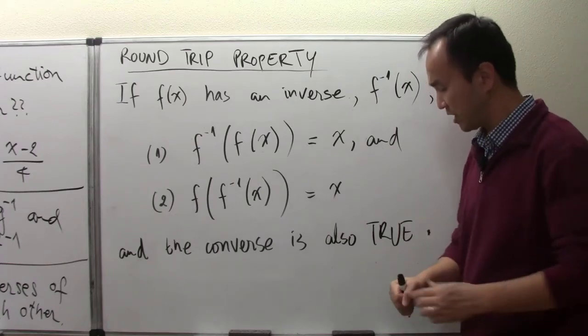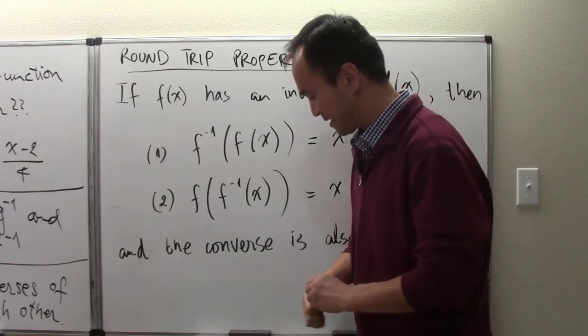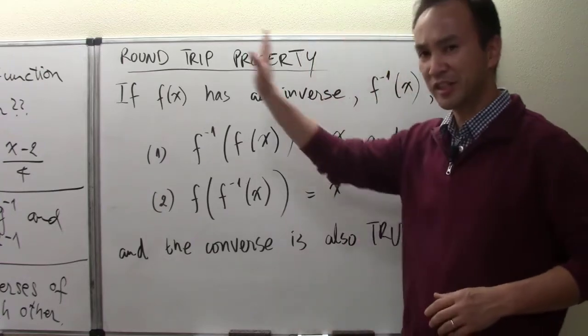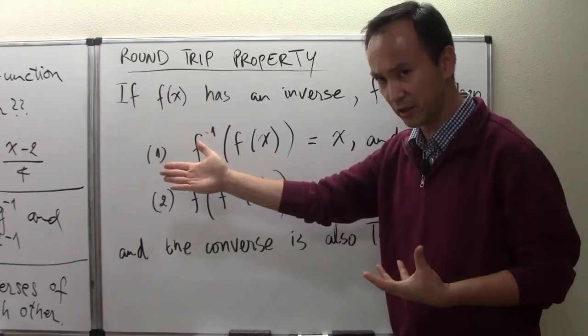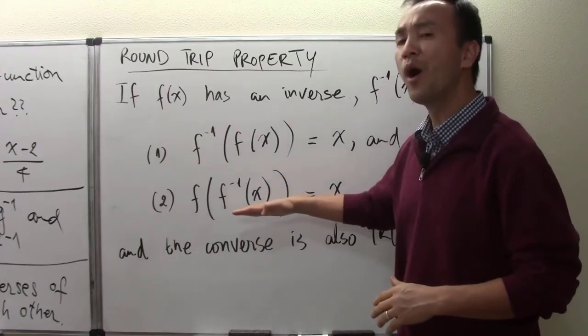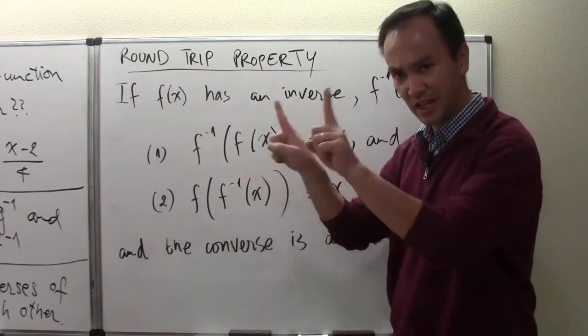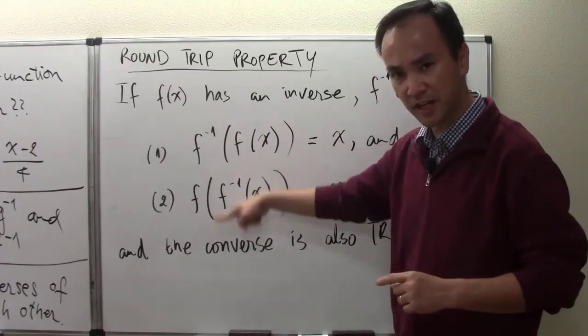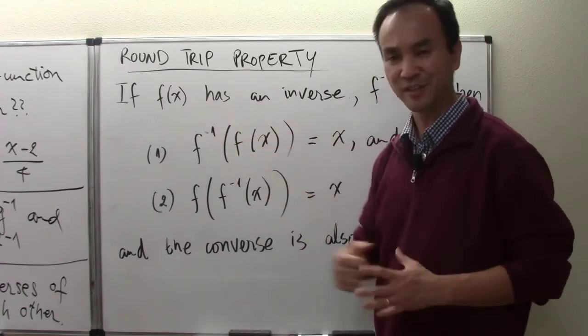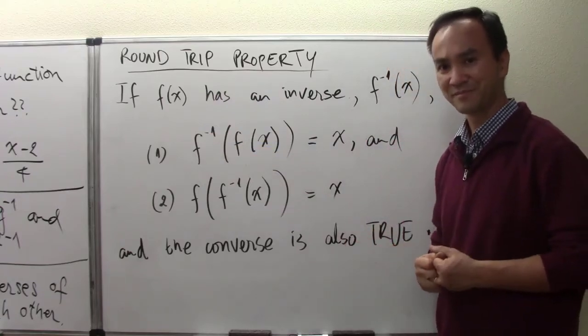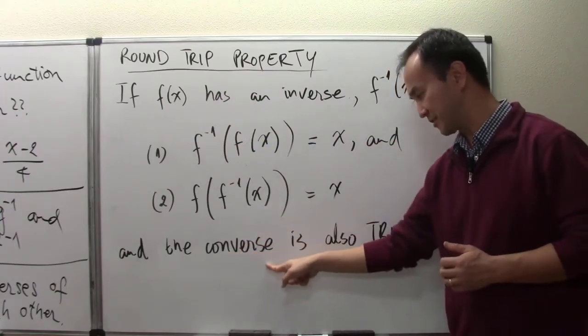Okay, so what do I mean by the converse is also true? It basically means, just think about the example I just now finished. That little problem I just now finished. Once we can prove that any two given functions satisfy this relationship, then we can say that they are inverses of each other. That's what it means by the converse is also true.